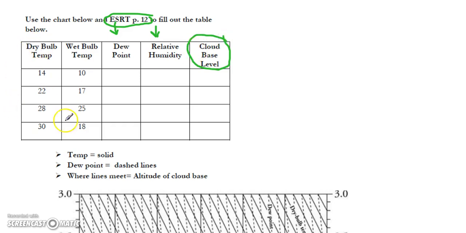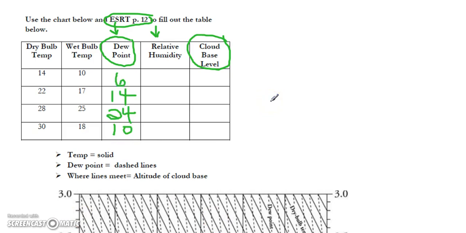So again, you're going to need your dry bulb temperature and your wet bulb temperature. Remember, your dry bulb temperature is your regular old air temperature. Your wet bulb temperature is the temperature at which evaporation occurs, okay? And we're going to use these things along with our dew point to actually determine the cloud base level. So if you want to pause the video right now and use page 12 of your reference table to find the dew point, and then we'll come back so we can do an example together.